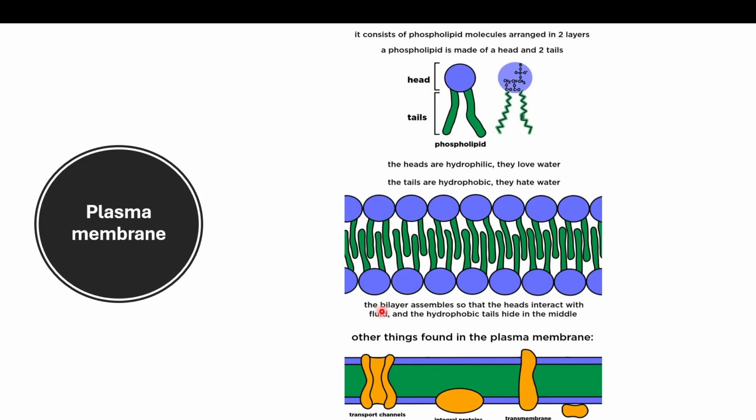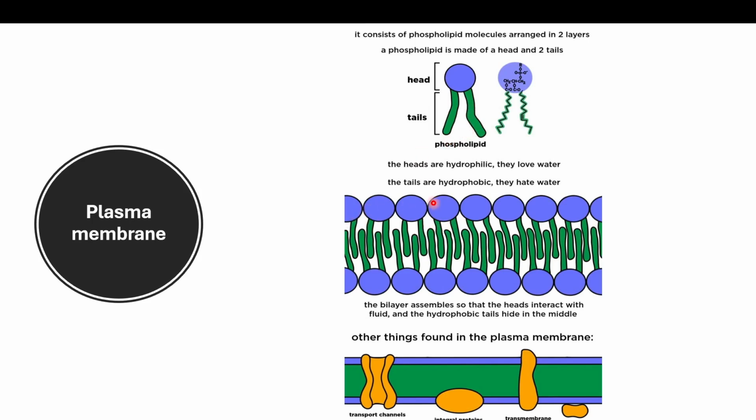Okay. And finally, we have the covering of the cell, which is the plasma membrane. It consists of phospholipid molecules arranged in two layers. This is why it is called a lipid bilayer. Okay. And the phospholipid is made up of a head and two tails here. All right. And heads are actually hydrophilic. They love water. They are polar. And the tails are actually hydrophobic. They are water hating species. And they try to stay.